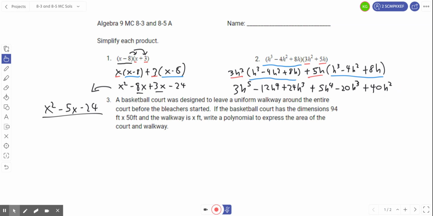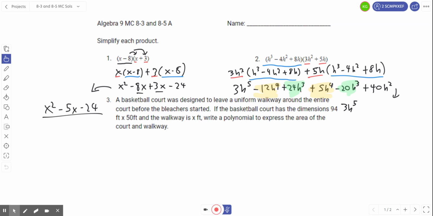So again, I'm going to write my answer down here. I only have one term that has h to the fifth, so that stays by itself. I have two terms that have h to the fourth. I have negative 12 and positive 5. And I'll just highlight these other ones too. I also have two terms that have h to the third. So I got to combine the yellows because they both have h to the fourth, and I got to combine the greens because they both have h to the third.